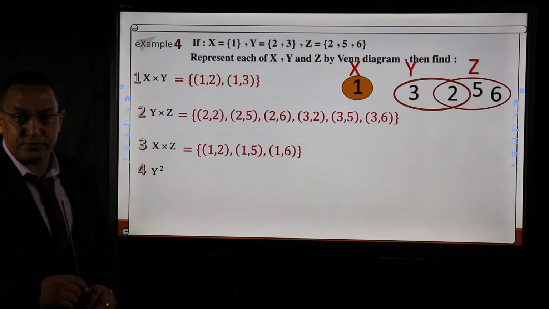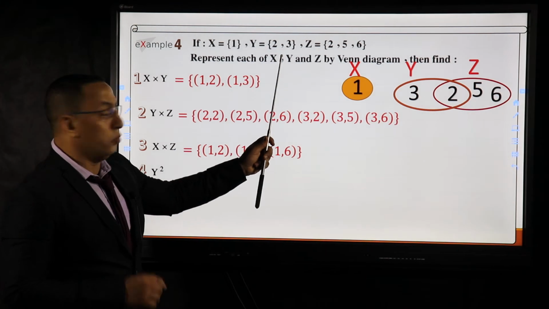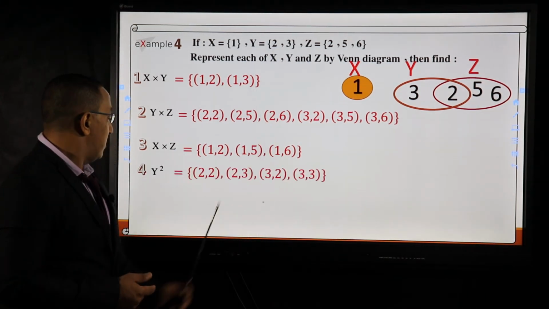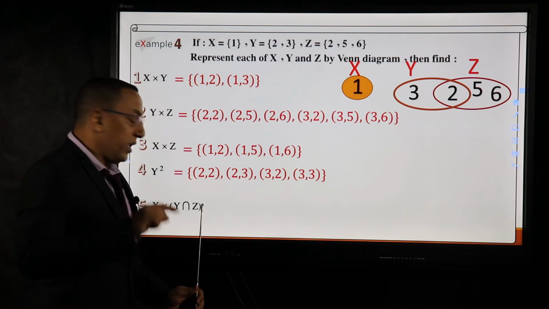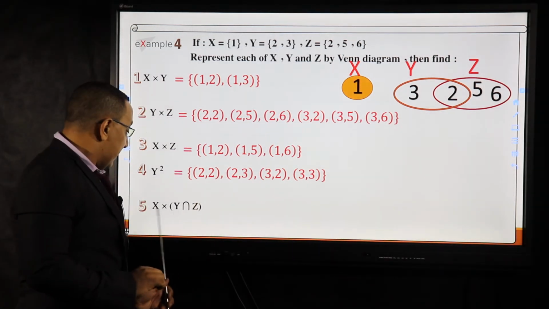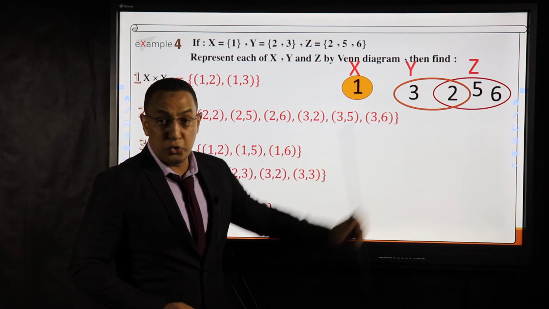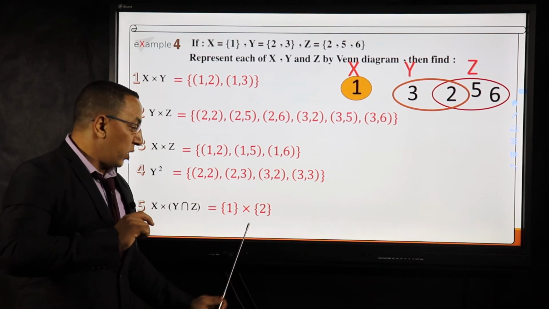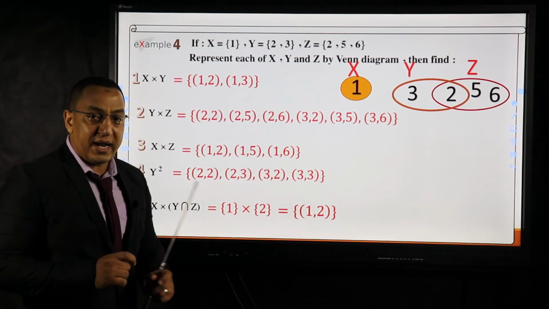y product y. Okay, here 2, 2, 2, 3, 3, 2, 3, 3, like this. Okay, here x product y intersect z. Okay, x here is 1, y intersect z is 2, so I'm going to distribute 1 and the set 2, so it will be the set 1 and 2 between brackets.